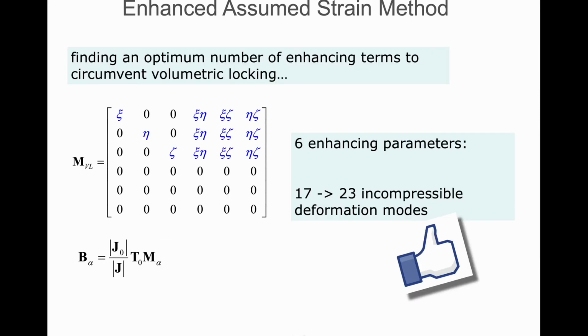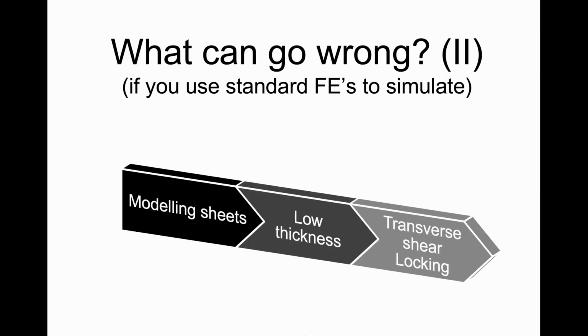So with that, we will check on Abaqus how these elements will behave in terms of volumetric locking, which is very obvious on the first assignment, that is a cube under compression. And now let's do another thing that can go wrong when you use the standard finite elements to simulate, and this happens when you have a sheet modeling. So we have low values of thickness, and that induces another kind of locking that is not related, as the previous one, to the incompressibility.